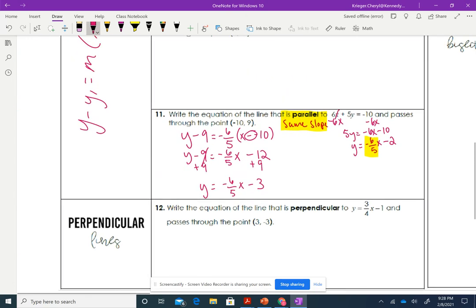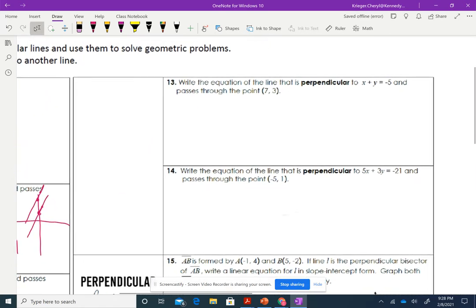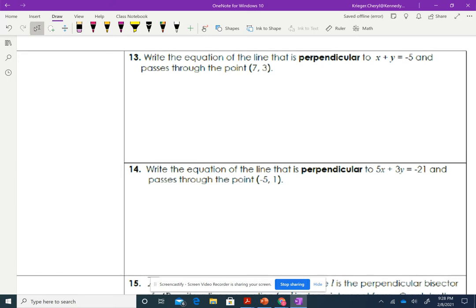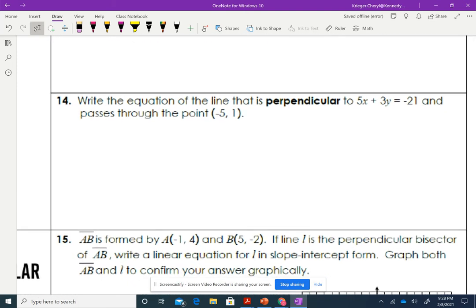Okay, so now we're going to try it with perpendicular lines. So we'll come over here to number 13. Write the equation of the line that's perpendicular to x plus y equals -5. You guys, I'm going to leave you that one. I'll do number 14. So I think 14 is a little bit harder. Perpendicular lines have what kind of slope? Negative reciprocal slopes. Negative reciprocal slope.